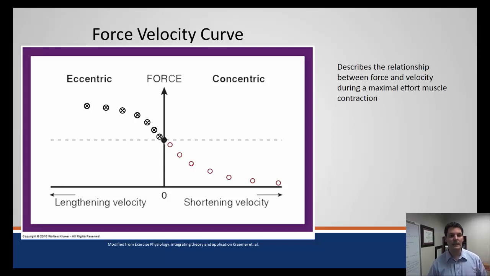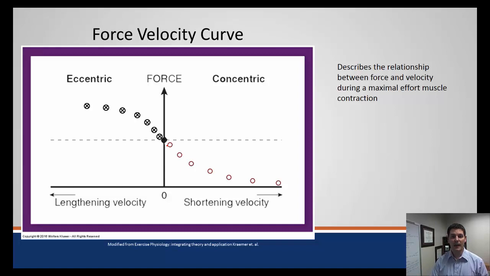So the first idea, and how we define this force velocity curve, is that it essentially describes the relationship between force and velocity during a maximal effort muscle contraction. If we come to the graph here, this is your very classic graph that you'll see if you Google force velocity curve. Almost all of them will look the same. This one is coming out of our Kramer textbook.